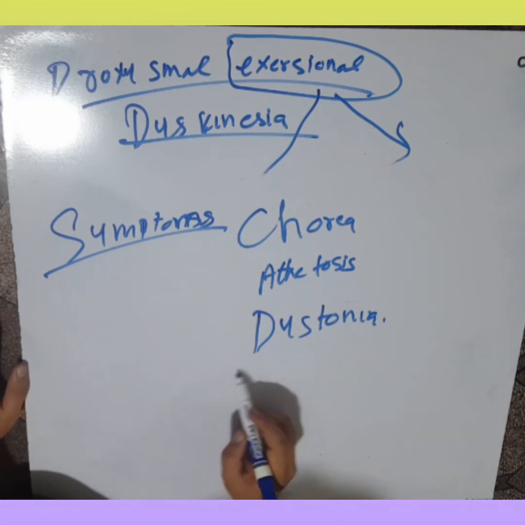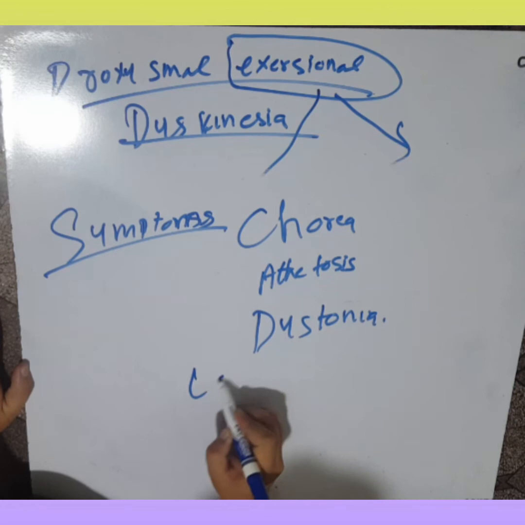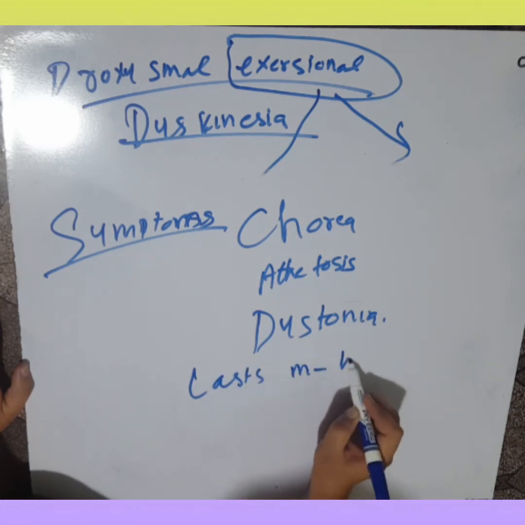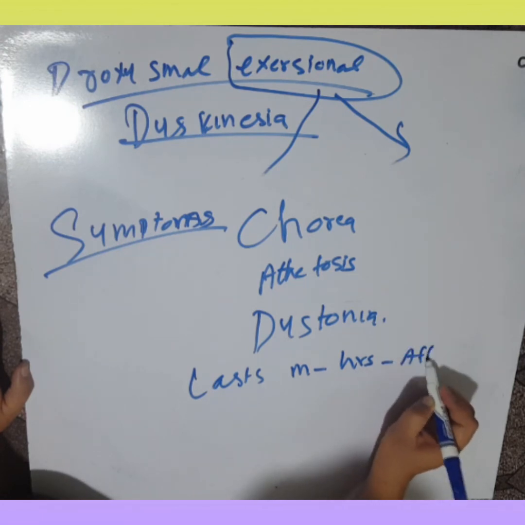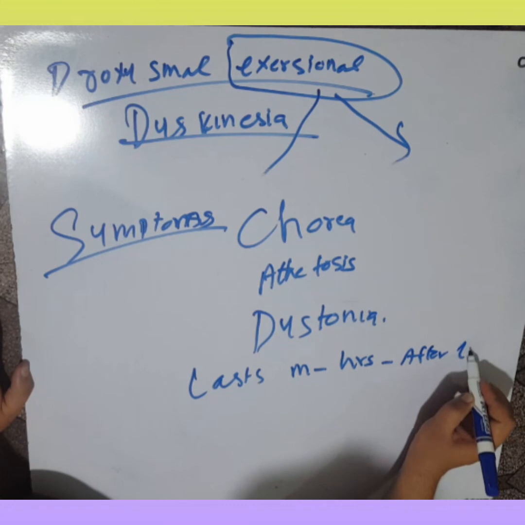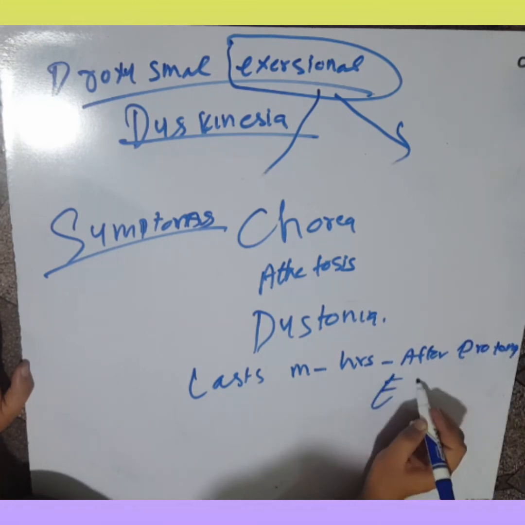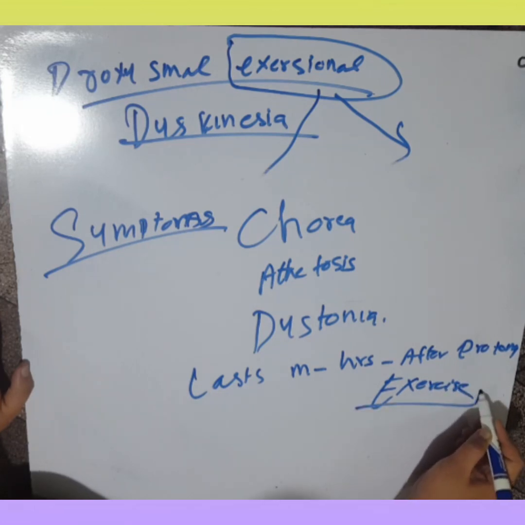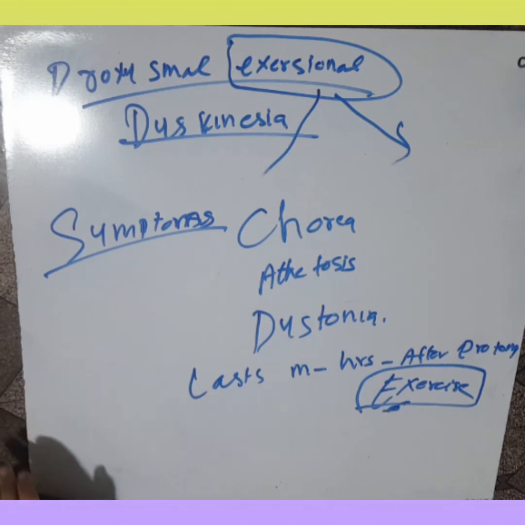The duration of paroxysmal exertional dyskinesia is that episodes last from minutes to hours after prolonged exercise. They are not present at rest. They are associated with exercise, and the legs are mostly affected.